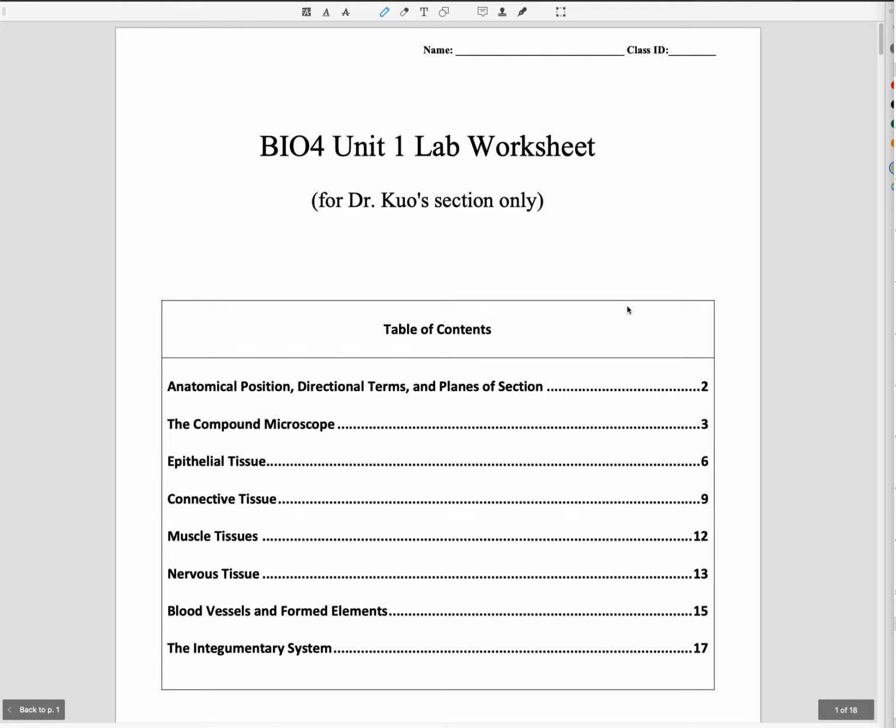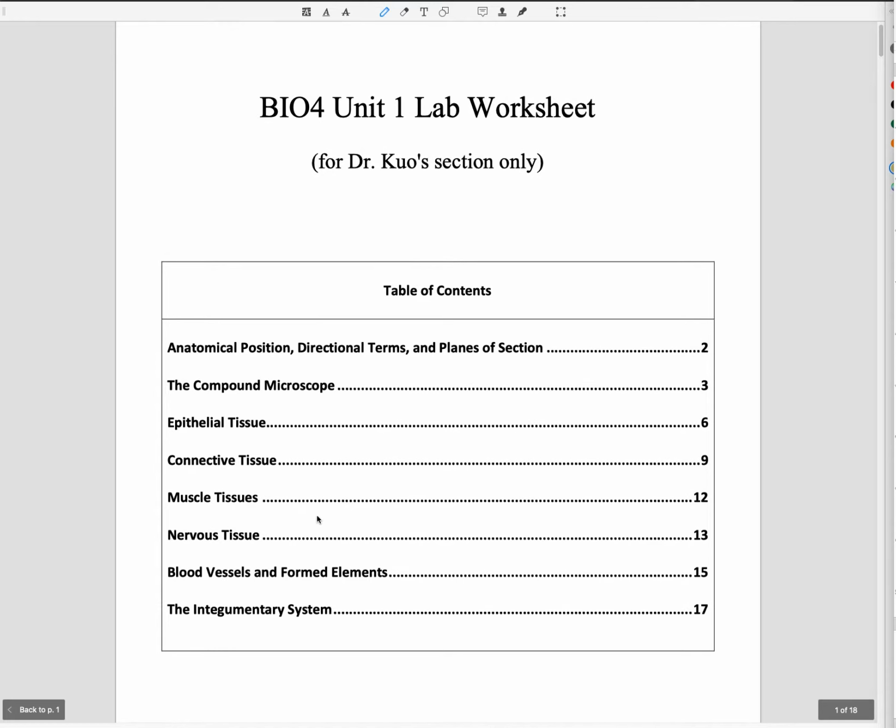Next, you'll notice the first page of this worksheet is designed similar to the course syllabus, in that there is a table of contents on the first page. You can click on these topics to jump to the corresponding section in the document. And this also serves as an overview for what you can expect on the unit's lab.